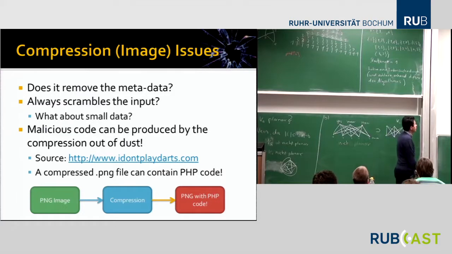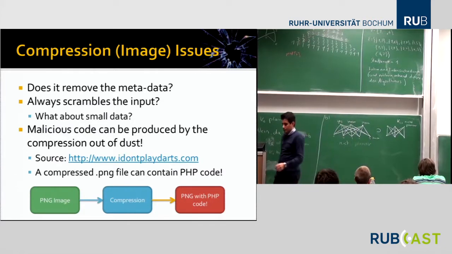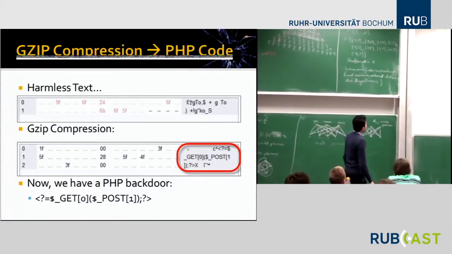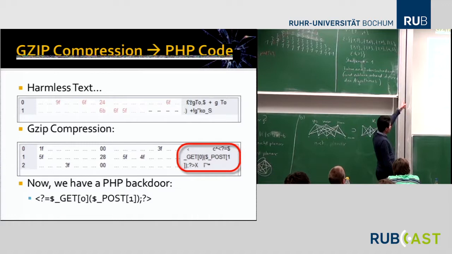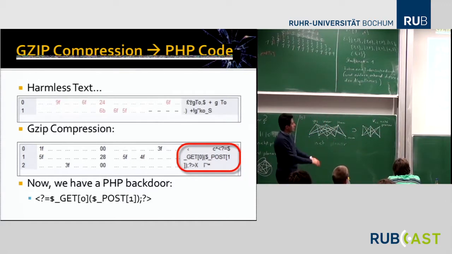This example from this awesome guy gave us the idea that if you put something inside a PNG file and a server compresses it, it will produce PHP code for you after compression, and it was really innocent before being compressed. This is the example. The header is corrupted. We have an issue in the header. That's not mine. Harmless text. This is the text that, if you do gzip compression on it, will actually create that PHP backdoor for you. Now, it's a PHP backdoor. You can do whatever you want with it.